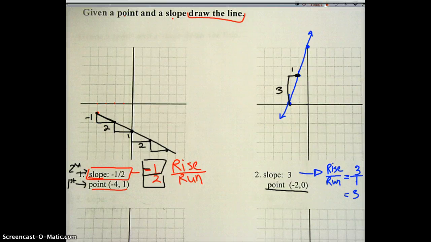Give it a second and try the next 2 questions. Try 3 and 4 on your own. Pause the video, do the 2 problems, and then come back and see if you got the right answers, or come back for more help if you don't know how to do it.